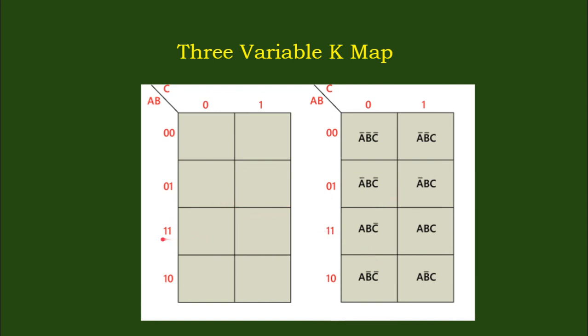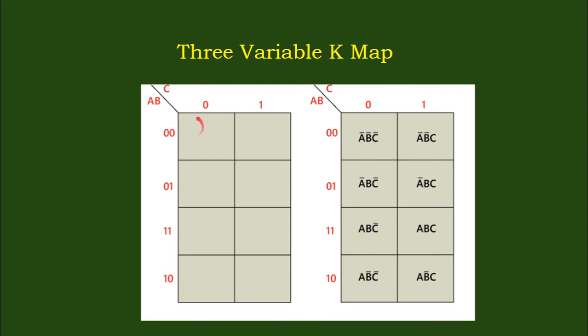Now, for example, take this position. See here, A and B are in the normal form and C is in the bar form, which is the complement form. So here the cell content is A, B, C bar. If you take this location, how does it happen? This is 10. That means A is in the normal form, B is in the complement form, so A, B bar, and in this position C is in the normal form. So A, B bar, C is the content of this location. So this is how we have to name the variables in the Karnaugh map.